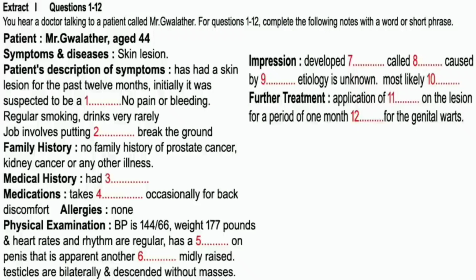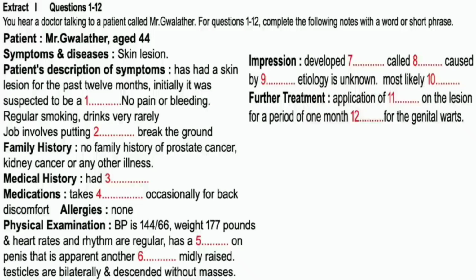Hello, doctor. Good morning. Can you tell me about your problem? Doctor, I have had a skin lesion for the past 12 months. When I approached a local clinic, I was told that it is a skin tag. Do you have any pain? No, doctor. Any bleeding from the lesion or any trauma? No, doctor. I would like to evaluate and have a treatment for this.